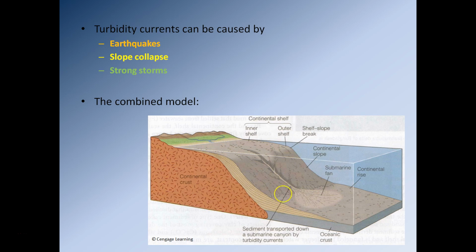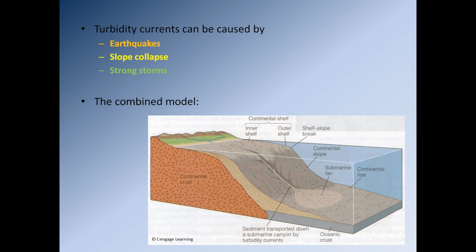The final thing that can trigger a turbidity current are strong storms. So let's think of Hurricane Harvey. So Hurricane Harvey hit Texas and it really churned up the water, just off the coast of Texas. Okay, really churned it up. So, most of the time it's only the inner portion, the sandy portion of the continental shelf, that really gets churned up by wave action and tidal action.